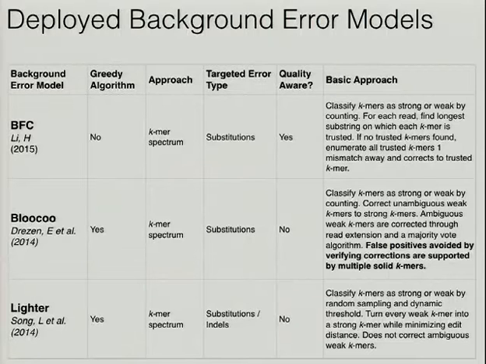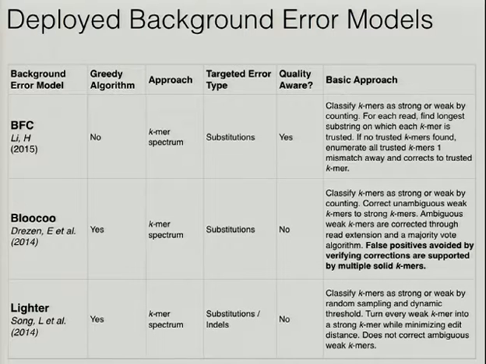So, as I mentioned, BFC, Bluecoo, and Lighter all use this approach, but they each add their own different version to it. BFC is unique among the 3 because it's a non-greedy algorithm. Essentially, it may make a correction, but it also may revisit that correction if it finds upon new data that the correction may not be optimal. It focuses specifically on substitutions, and it's also the only one that was quality aware.